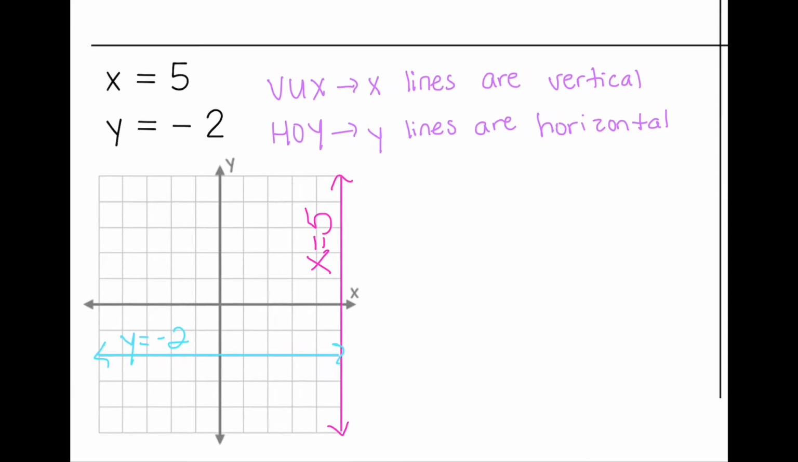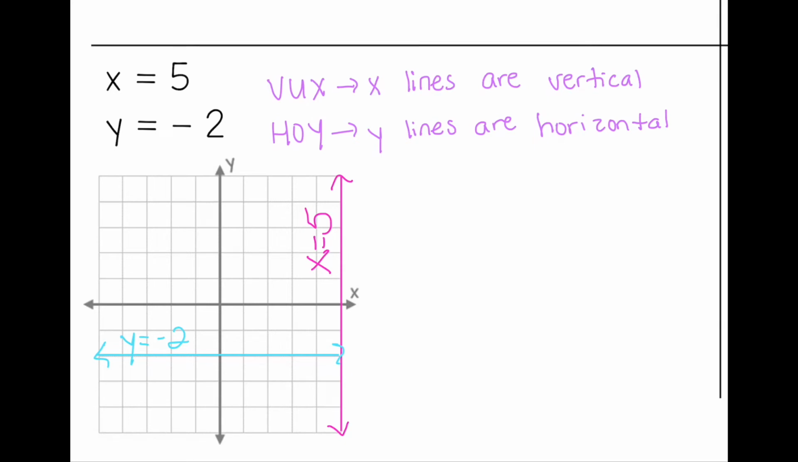Now, when we get to x equals and y equals lines, remember VUX for x equals lines, vertical undefined x equals. So we know that x equals lines are vertical. And then when it comes to y equals lines, we have HOY. They're horizontal, they have a zero slope, and they are y equals lines. So my graph shows what they would look like.